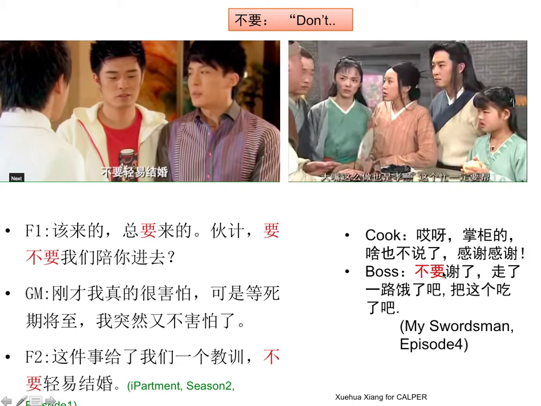So 不要谢. We learned 谢谢, thank you. 不用谢, no need to thank me. That's a polite way to say it. 不用谢. However, when you say 不要谢了, it simply means don't do that. It's not necessary. 不要谢了. Don't do it. Okay, so she continues to say 走了一路饿了吧? So you've just been walking a long journey. You must be hungry. 把这个吃了吧. Take this and eat it. This is the burned ribs. Like nobody wants to eat, and she says, well, you can eat it.